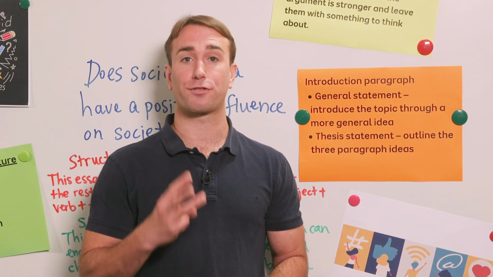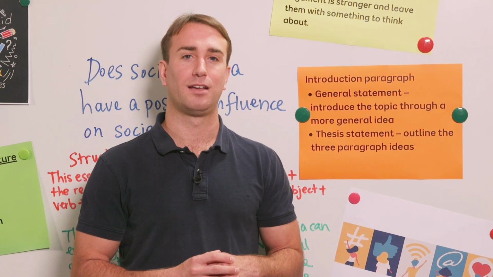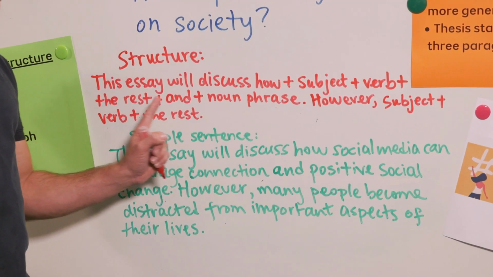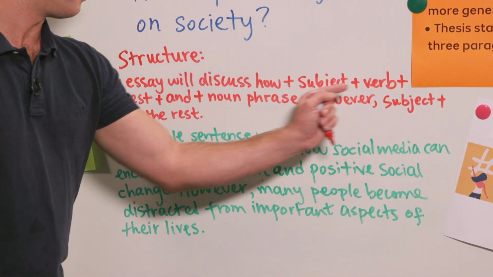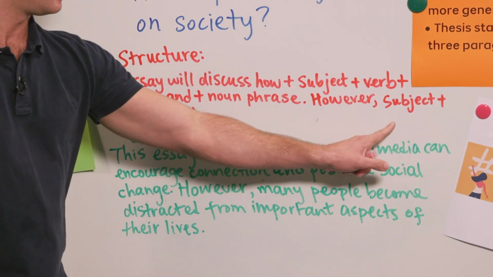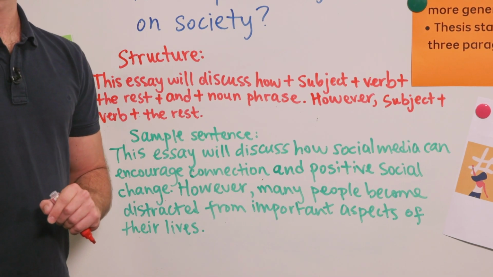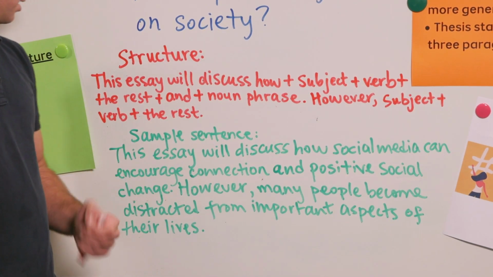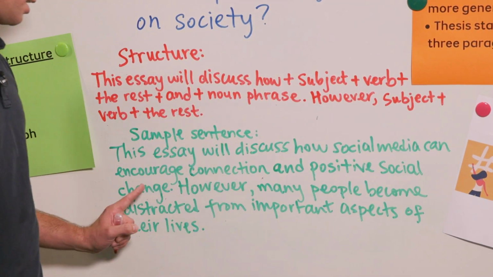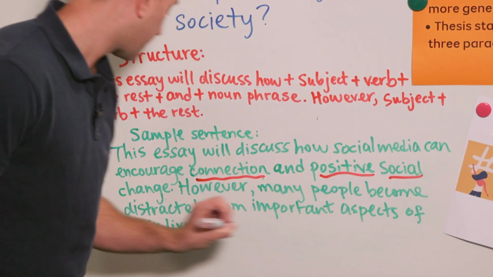Your thesis statement is slightly more specific than your general statement. This incorporates your 3 ideas in your essay, giving the reader an idea of what to expect. So for this, a good structure to follow could be: this essay will discuss how subject, verb, the rest of the clause, and noun phrase. However, subject, verb, and the rest of the sentence. And your sample sentence can be: this essay will discuss how social media can encourage connection and positive social change.